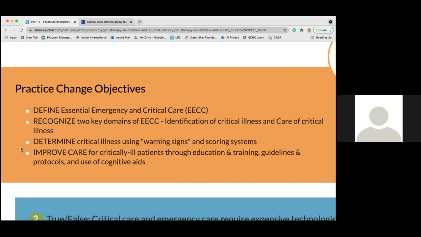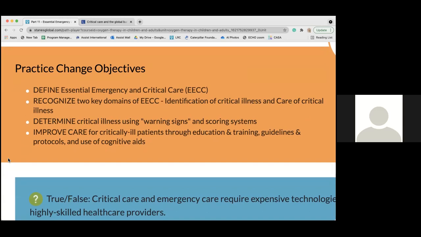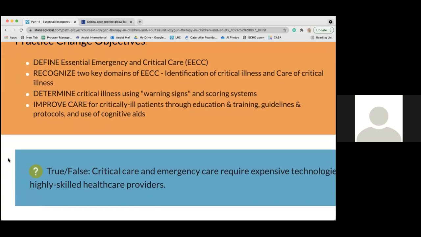Then we'll determine critical illness using the early warning signs as well as the various existing scoring systems. And then we're also going to discuss improvement of care for critically ill patients through education, training, guidelines, protocols, as well as use of cognitive aids. So you have different aids that you can actually use to provide care for these patients. So slide upward, please.